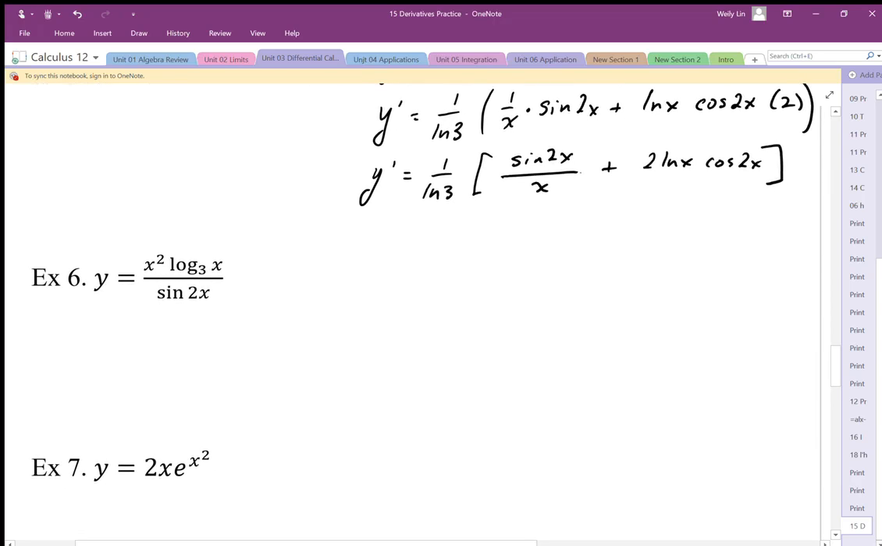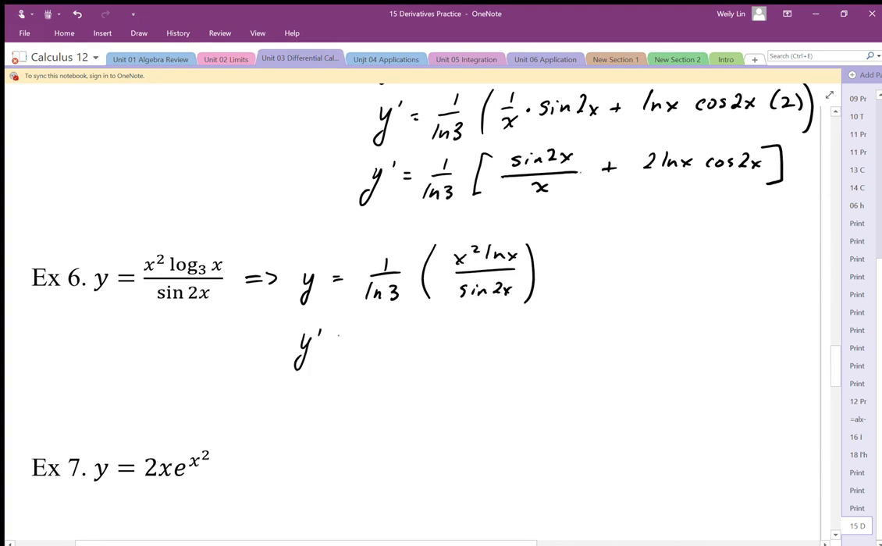This one we have product, we have chain rule, we have quotient rule. So we got a lot of things going on. Again, the first thing I'm going to do maybe is just to get rid of that extra log 3 here. So I'm going to rewrite this and change the base. My expression now is going to be x squared log x over sine 2x. As I differentiate this, I need to make sure that I'm keeping track of the embeddedness. In this case I'm going to embed the product rule inside the chain rule.